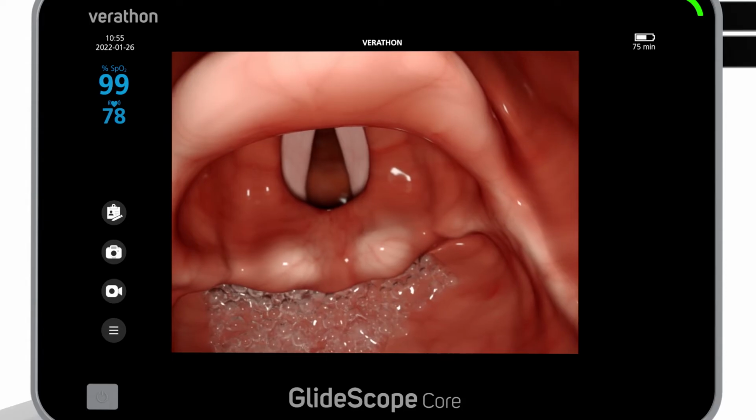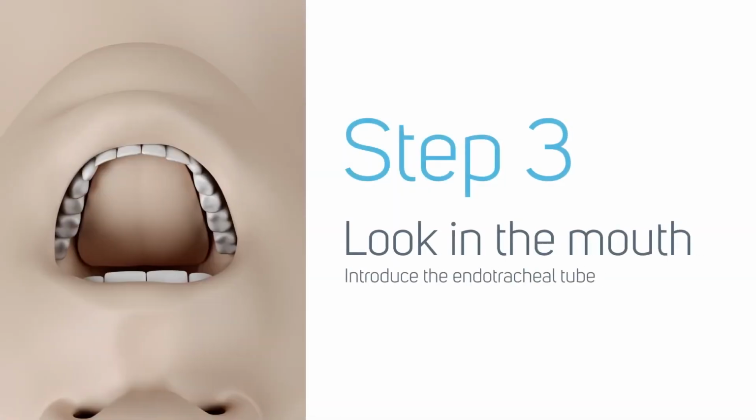During step 3, it is very important that you look directly in the patient's mouth and not at the video monitor to introduce the endotracheal tube and watch it pass the posterior aspect of the tongue. This helps avoid potential injury to the tonsils, soft palate, lip, or teeth.